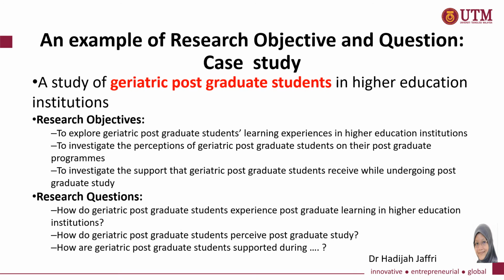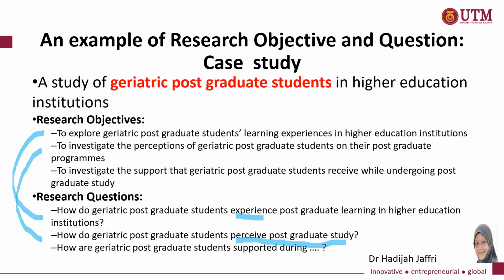Okay, in this case, we can look at the research objectives aligned again with the research questions. The first one relates to research question number one: How do geriatric postgraduate students experience postgraduate learning in higher education institutions? The second one: How do geriatric postgraduate students perceive postgraduate study? One, you are looking at their experience, and the second one, we want to look at their perception of postgraduate study, meaning the program that they are undergoing.